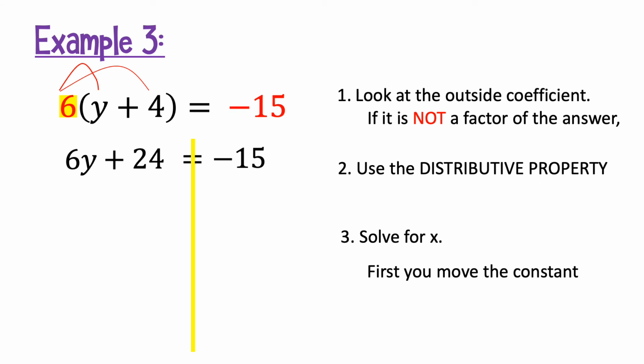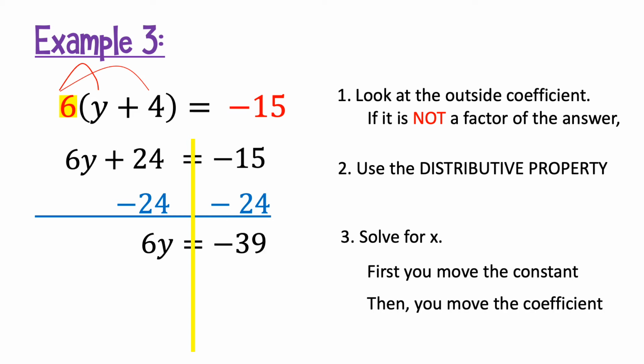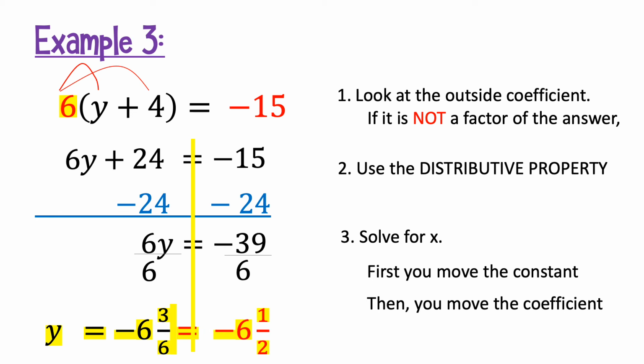Now we solve for y. Remember that first we move the constant, so we subtract. We move with addition or subtraction. Subtract 24 from both sides. 6y equals negative 39. Next, we're going to move the coefficient. We do this with division. Divide both sides by 6. Divide by the number next to the variable. y equals negative 6 and 3/6. And if we continue to reduce, we get negative 6 and 1/2.